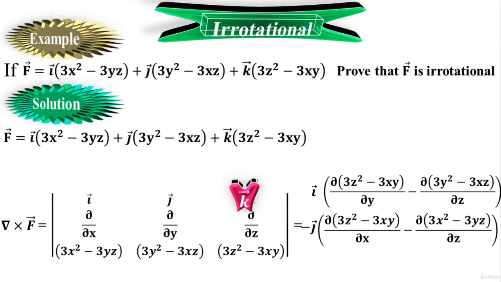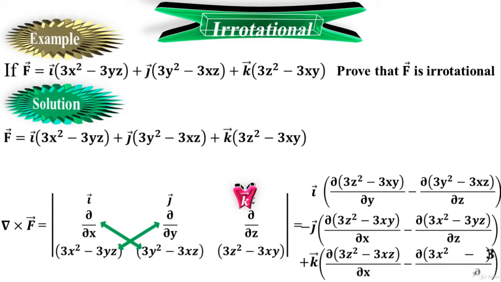Now take k, plus k. Ignore the first row and the third column. Take cross product between these four terms, which equals partial 3y square minus 3xz over partial x minus partial 3x square minus 3yz over partial y.